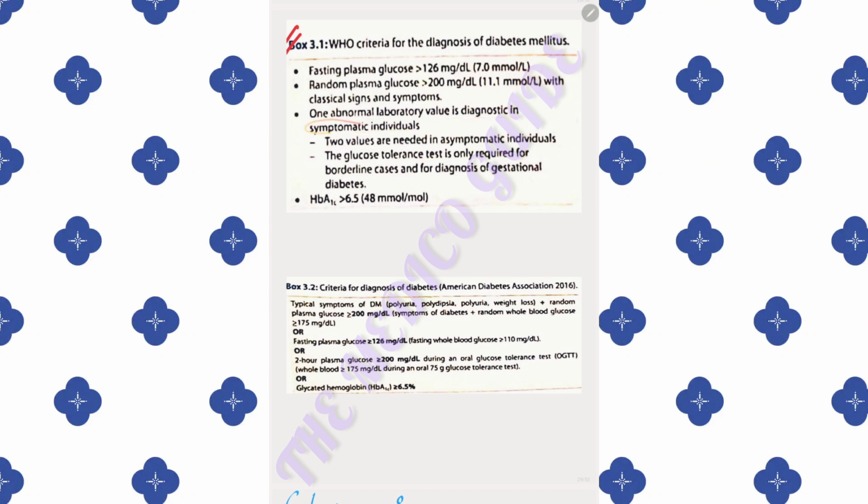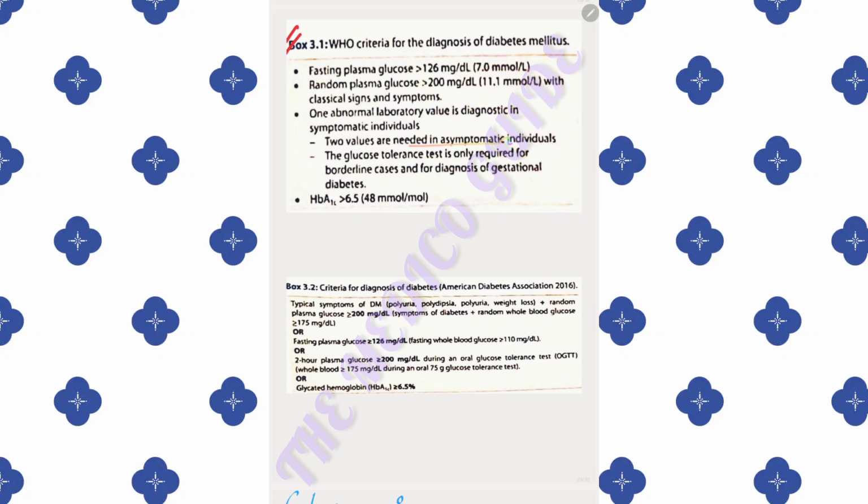One abnormal laboratory value is diagnostic in symptomatic individuals. Now, what is a symptomatic individual? We studied the symptoms of diabetes in the previous videos. The characteristic features of a diabetic patient are polyphagia, polydipsia, and polyuria. So any one abnormal laboratory value with the symptoms categorizes the patient as a diabetic.